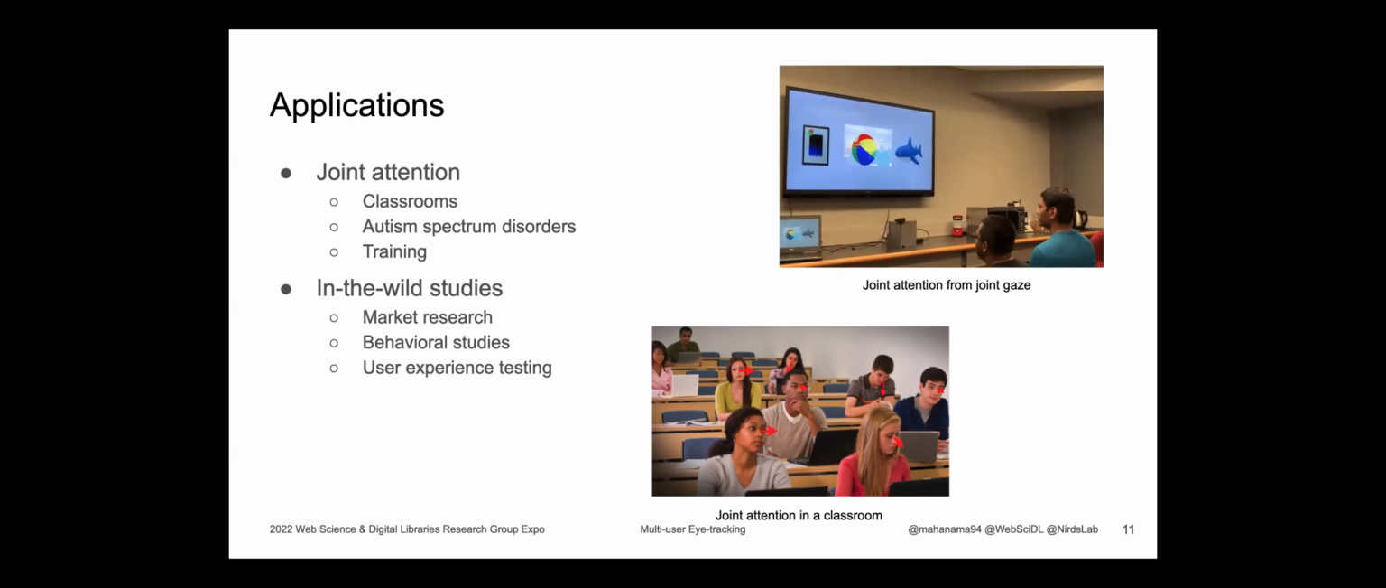In addition, we can use joint attention in identifying different disorders like autism spectrum disorders. On top of that, we can use these multi-user eye tracking systems in in-the-wild studies, or studies conducted in natural environments, which are quite similar to what we saw in the initial setup. The only difference is that the studies are now conducted in natural environments. For example, we can do an experiment in market research, identifying different behaviors of consumers.